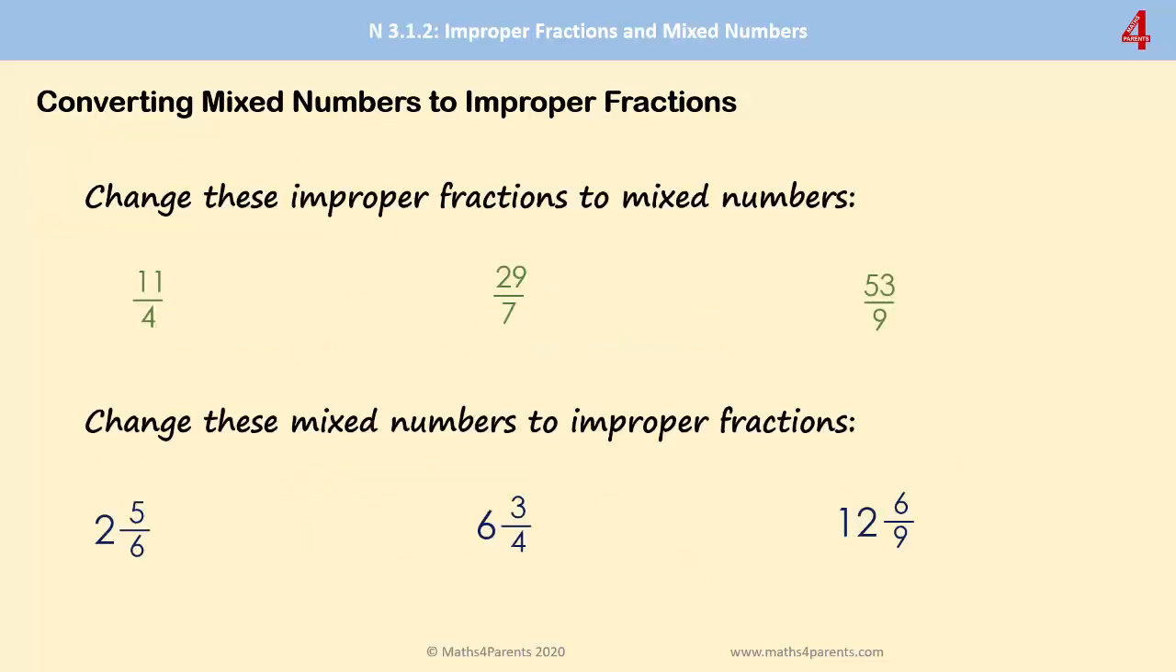If you want to pause the video and have a go at these before I give you the answers. The first one, we're changing improper fractions to mixed numbers. 11/4 written as a mixed number. How many times does 4 go into 11? It goes in twice to make 8. So how many quarters are there left? 8 away from 11 leaves you with 3, so that's 2 3/4.